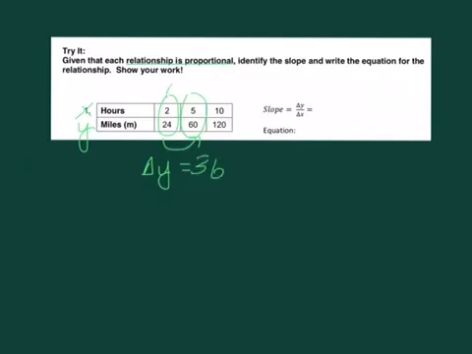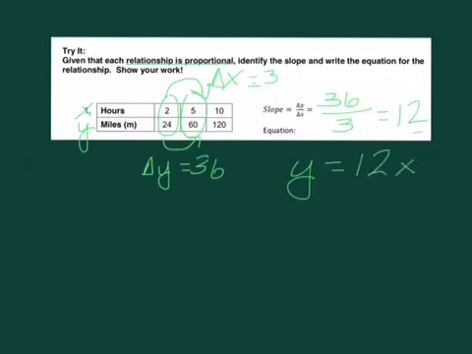The change in x, or the hours at the same time, went from 2 to 5. So in 3 hours, you had 36 more miles. So our slope is the change in y, 36, divided by the change in x, which was 3. So our slope here is 12. If you wanted to write the equation for this table, you would write y equals 12x, because 12 is your slope, and in a proportional relationship, it's your k value or your unit rate as well.